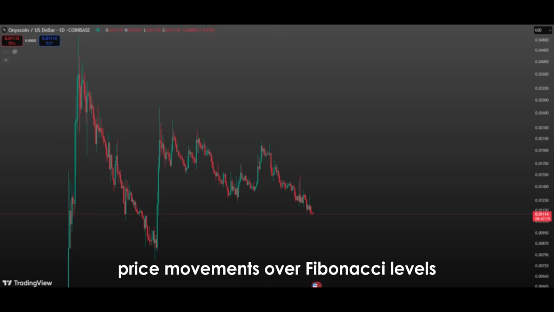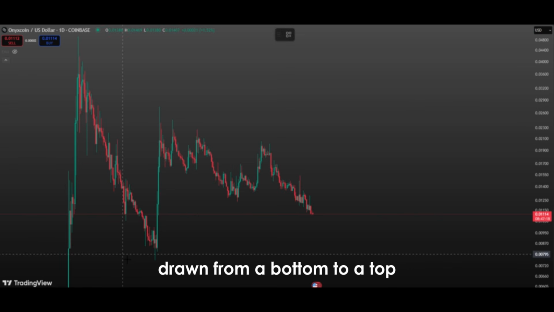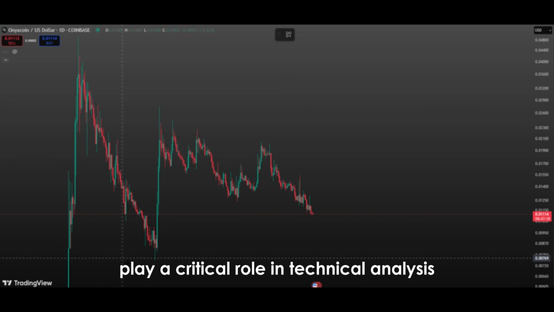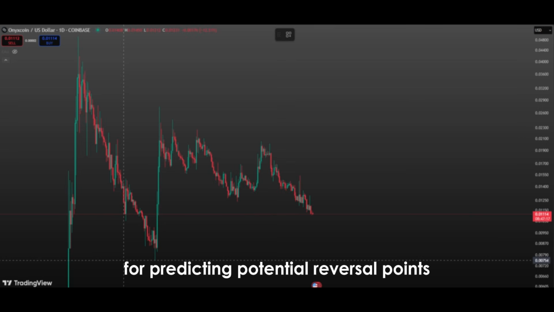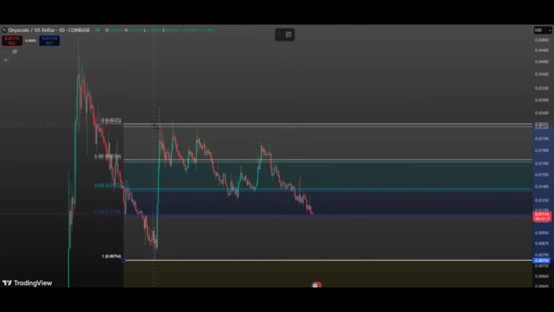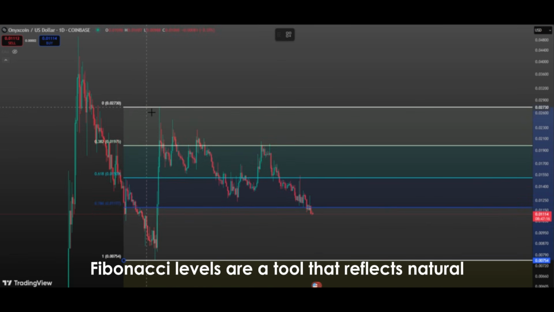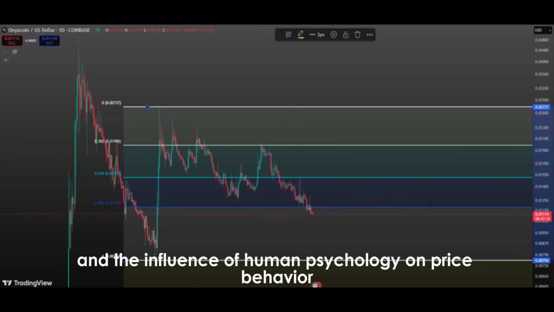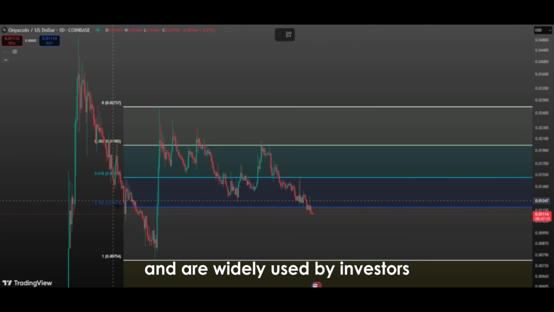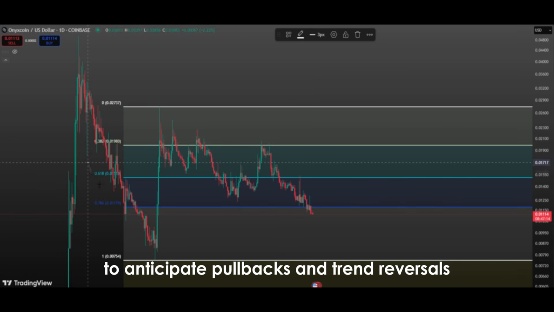Price movements over Fibonacci levels drawn from a bottom to a top play a critical role in technical analysis for predicting potential reversal points and price direction. Fibonacci levels are a tool that reflects natural mathematical ratios and the influence of human psychology on price behavior, and are widely used by investors to anticipate pullbacks and trend reversals.